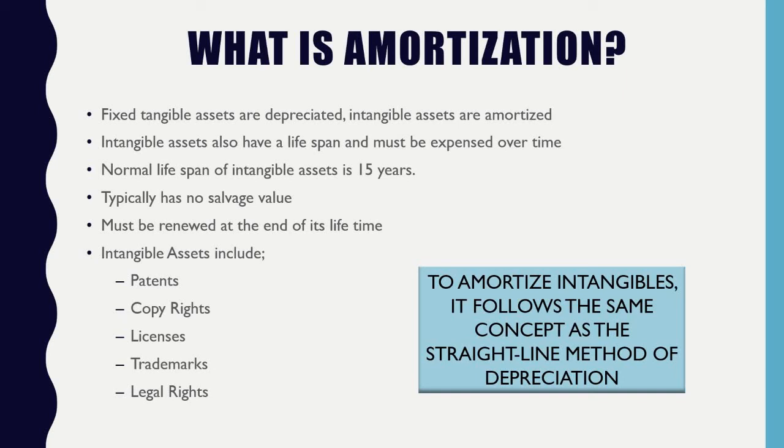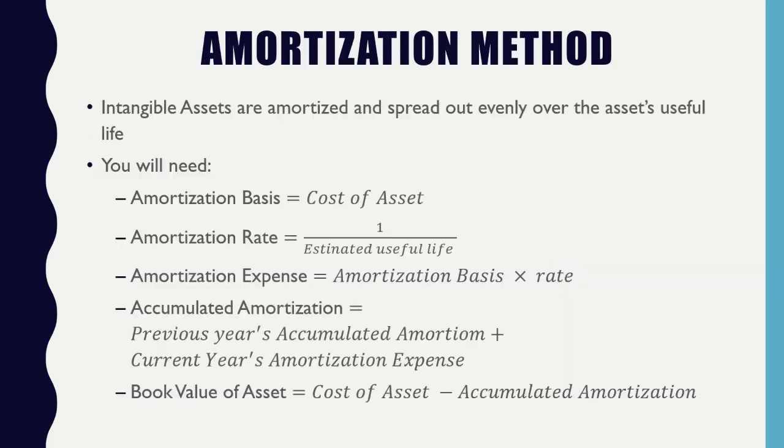There's no definite time frame. So that's why for this class I'll just go ahead and use 15. 15 is an easy number to know, and it has no salvage value. So how do I actually calculate amortization?